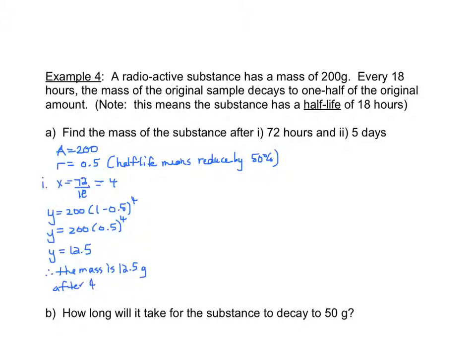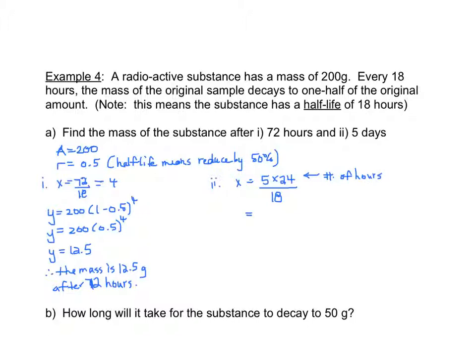Now, part 2 of the question says find the mass of the substance after 5 days. Now, 5 days then, if we convert that to hours first, and then we'll have to divide it by the number of hours in 1 half-life. So in the numerator here, we are figuring out the number of hours in 5 days. Okay, and then dividing by 18.